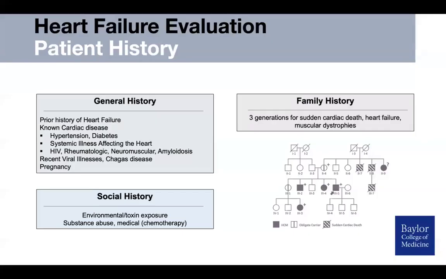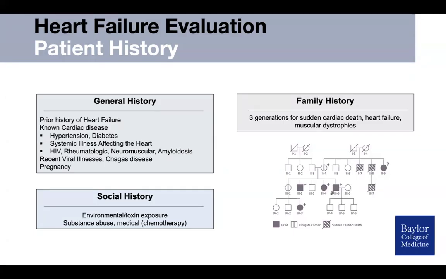So first of all, we want to evaluate these patients thoroughly. You want to get a general history, look for prior history of heart failure, known cardiac diseases, hypertension, diabetes, systemic illnesses affecting the heart. Do they have a history of HIV? Are there any rheumatologic, neuromuscular disorders, infiltrative diseases such as amyloid, recent viral illnesses? Are they in an area that's endemic to Chagas disease? Pregnancy?